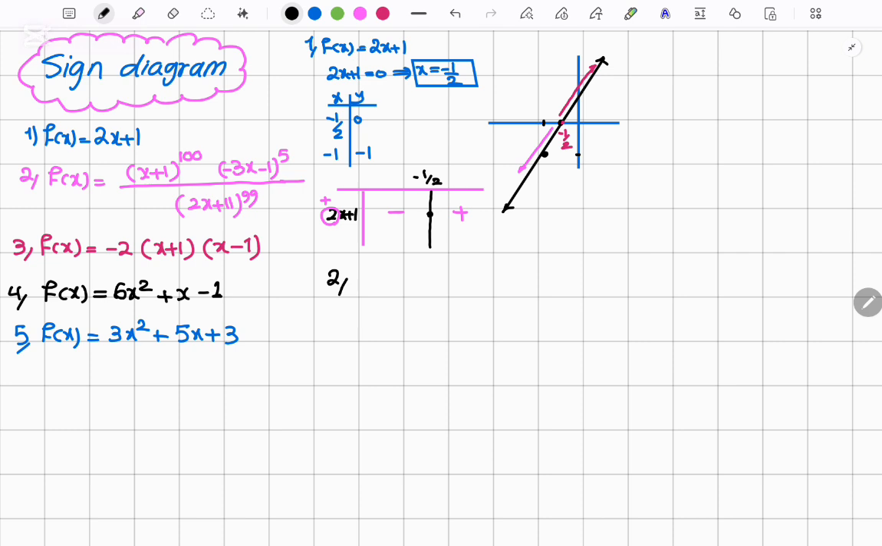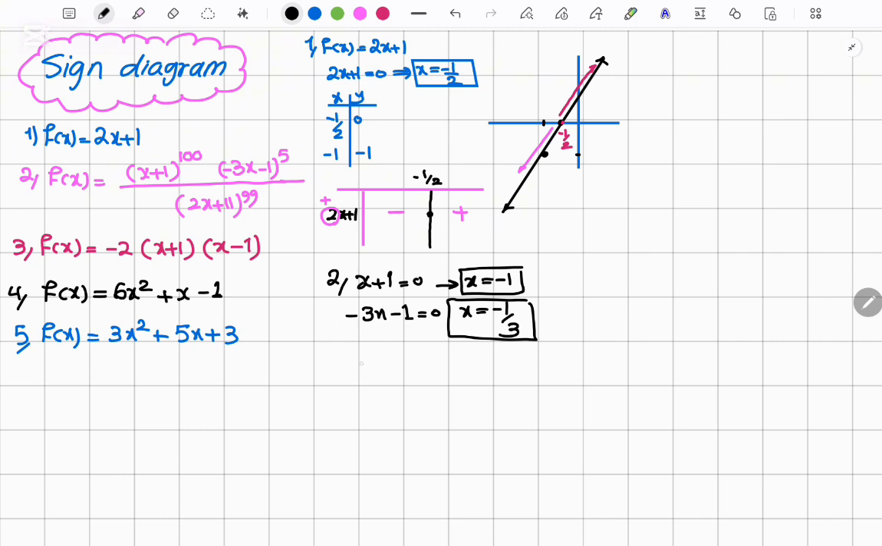So for number 2, I have 3 parts. I'm going to find the zeros of each of them separately. x plus 1 is 0, then x is negative 1. That's one of them. Then negative 3x minus 1 is equal to 0, then x is going to be negative 1 over 3.